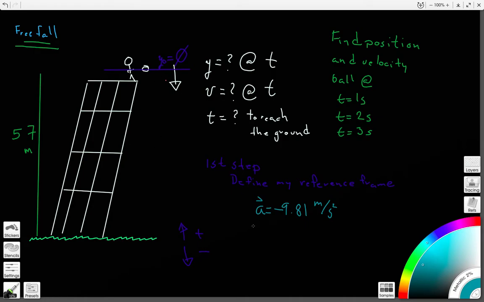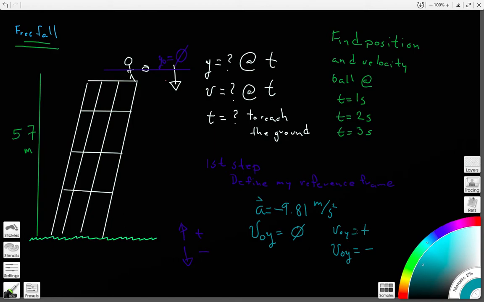Another important thing to manage is that the problem never states that I throw the ball either up or down. Therefore, my original velocity in the y direction is 0. If I were to throw the ball upwards, then V0y, my initial velocity, would be a positive number. If I were to throw my ball downwards, my initial velocity would be a negative number, because of my convention, what I'm saying right here.